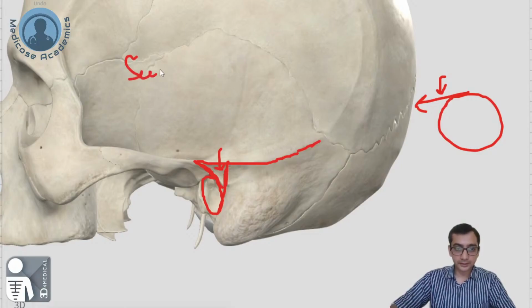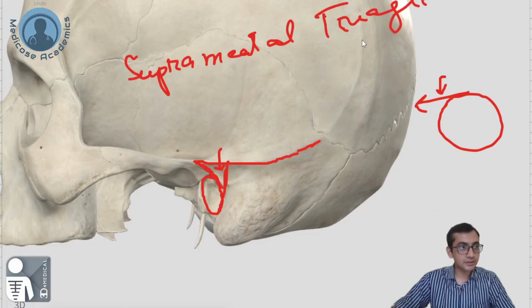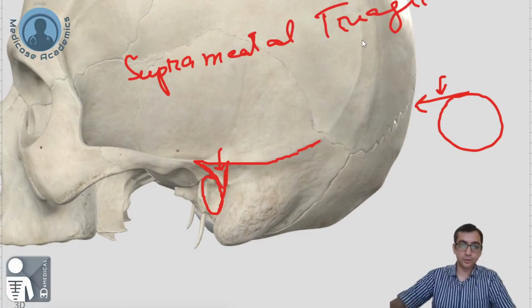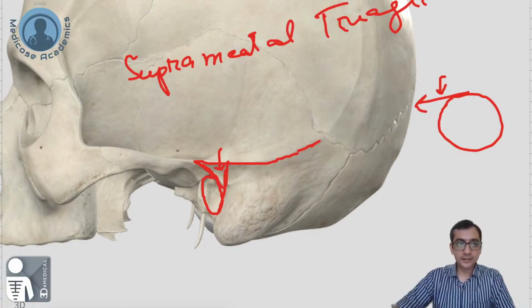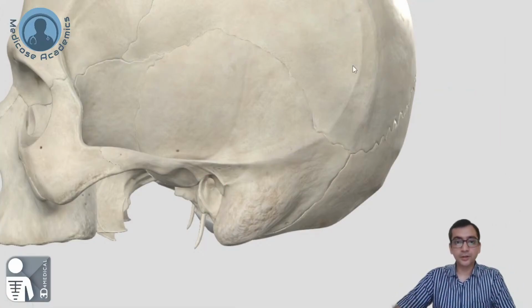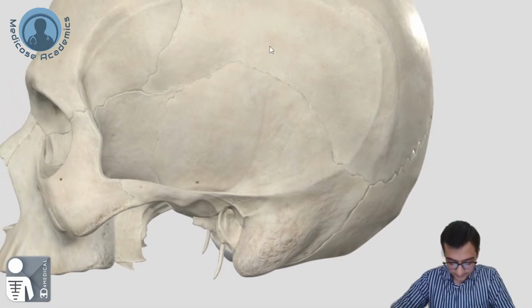Suprameatal triangle. Its boundaries are asked in the exams, and the examiner does ask you to label these on the skull in front of him or her during your examinations. So this is all about the lateral aspect.